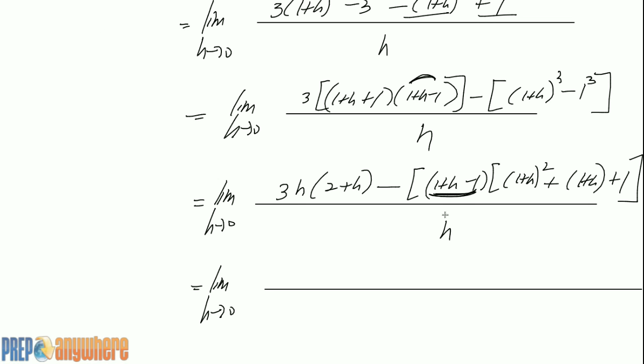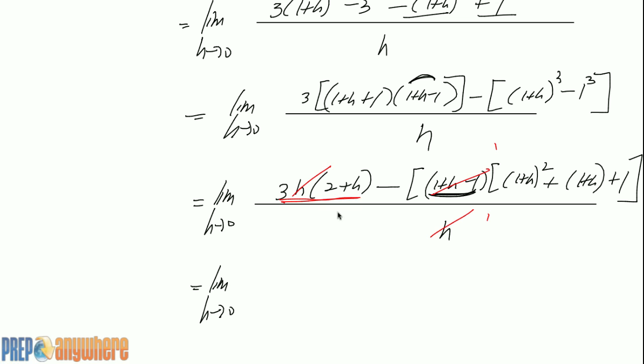So you can divide the top and bottom by h. Divide that term by h, and that h goes away, it turns into 1. That h will turn into 1. And this h will also turn into 1. So what we have left over is 3 times 2 plus h, minus, in a bracket, 1 plus h squared plus 1 plus h plus 1.